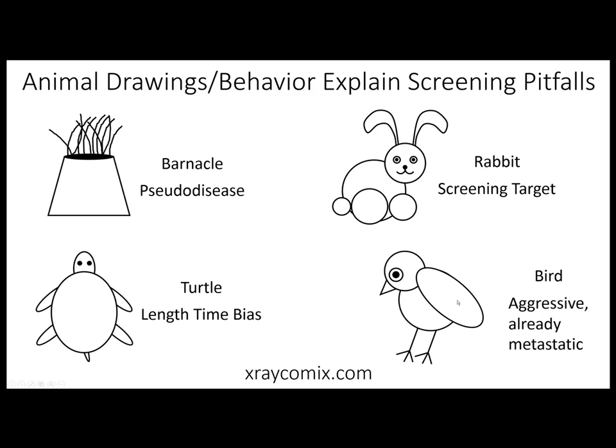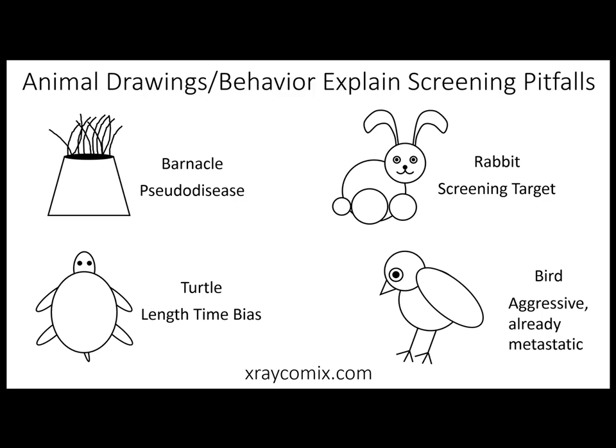So this is the type of cancer that if you have a lot of birds, very aggressive tumors, then screening is not going to be very helpful. So let's look at a big overview right here. The effectiveness of your screening study is going to depend on the proportion of each of these different animals: barnacles, turtles, rabbits, and birds. If your screening population has a lot of barnacles in it, then your screening isn't going to do that much good because you're going to pick up a lot of pseudo disease.